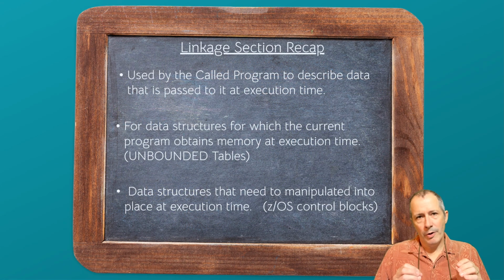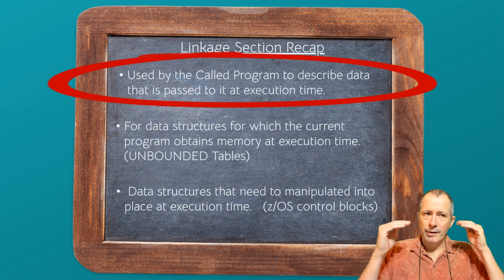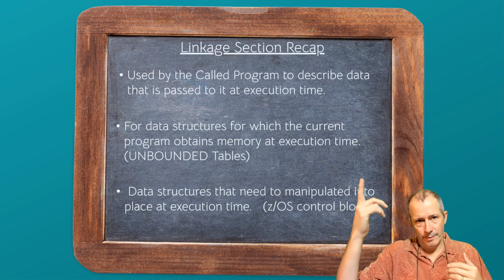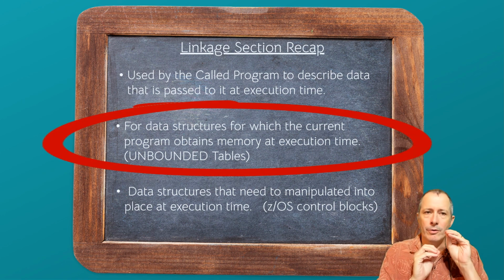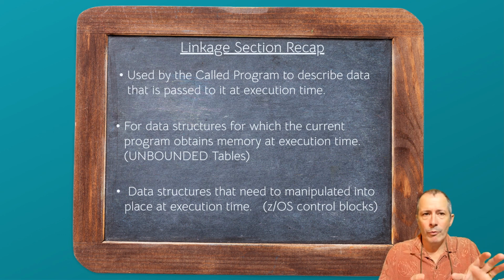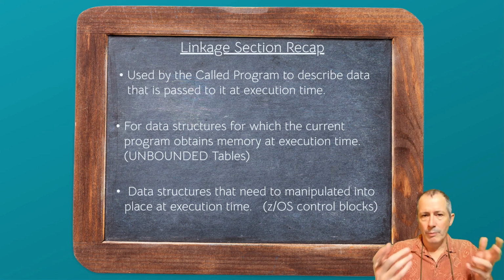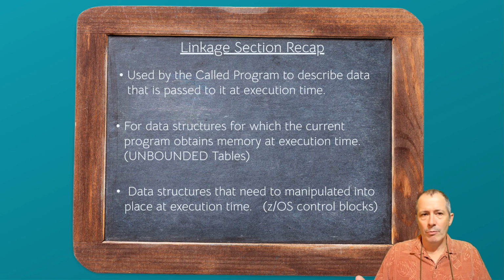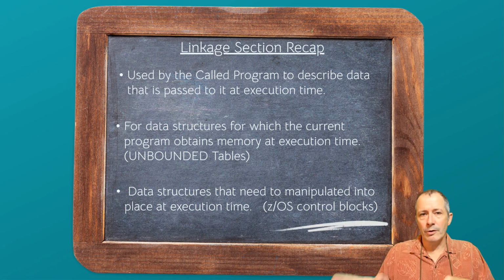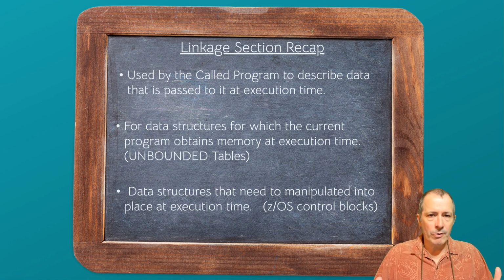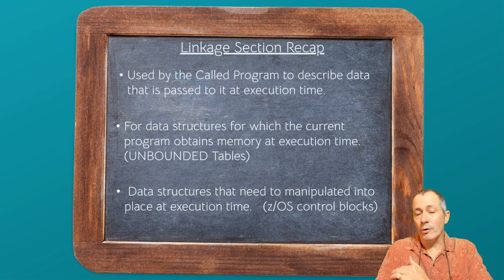Here's a recap. The linkage section is primarily used by subprograms to define data that belongs to a program higher up in the calling chain. Now, some programs will require memory at execution time, and the structure for how to format the memory is defined in the linkage section. Memory for unbounded tables is an example. And unbounded tables are a cool COBOL 6 enhancement. Data structures that can only be mapped at execution time, such as z/OS control blocks, will be described in the linkage section. So I hope you have a better understanding of the linkage section and what it really does.